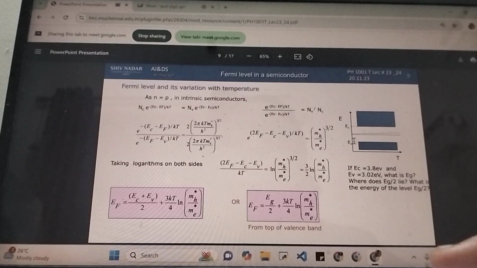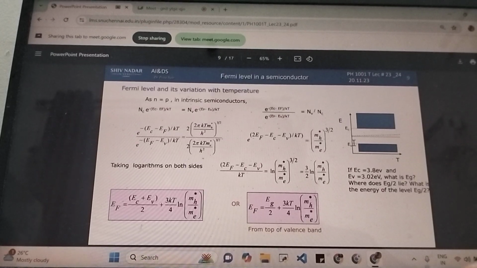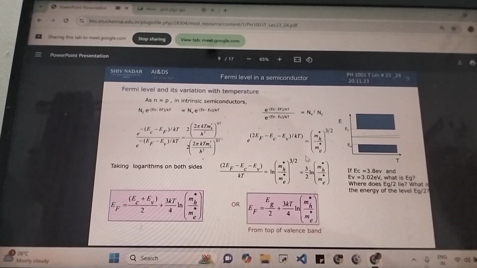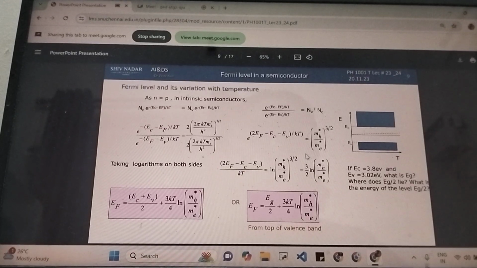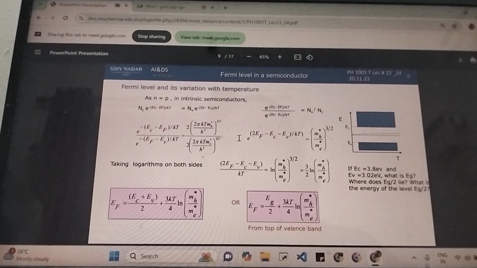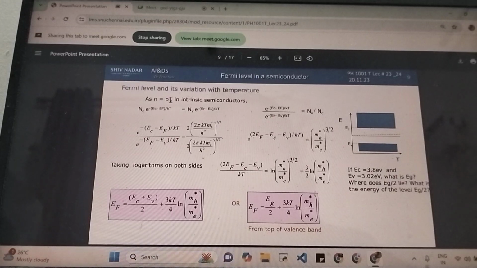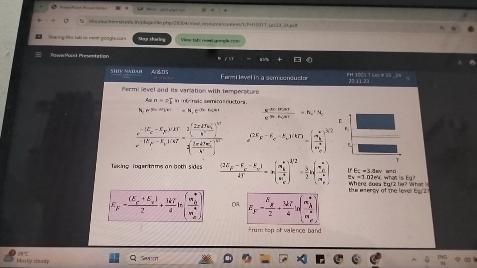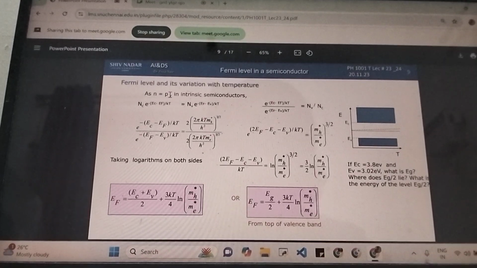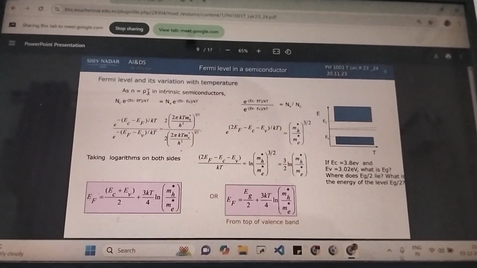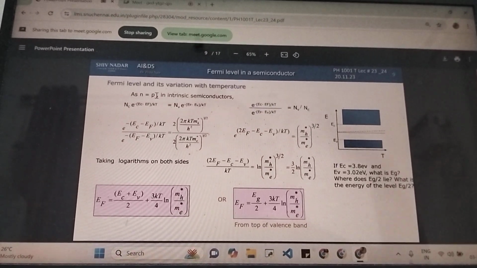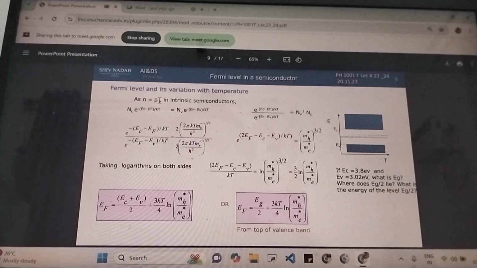We're going to try to bring things in terms of EF, or to give a more formal definition of EF, the Fermi level. Now before we go into that, like we already discussed, n is equal to p, or the number of electrons in the conduction band should be ideally equal to the number of holes in the valence band, because every time an electron moves, a hole is created.